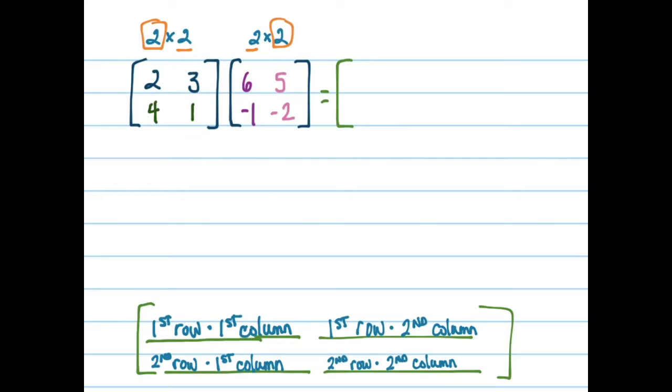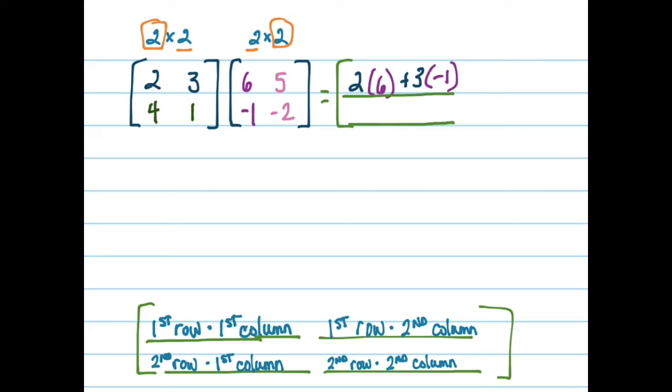So I'll open my matrix. And in the first spot, it's the first row by the first column. So 2 times 6 plus 3 times -1. First row, first column. Okay, so if I'm thinking about those little lines here, that's going to be my first space. So we'll do the same thing here.